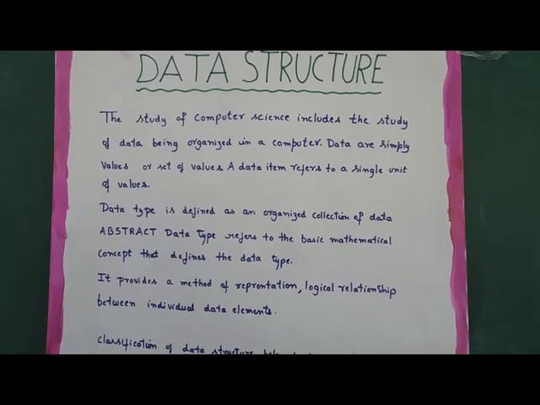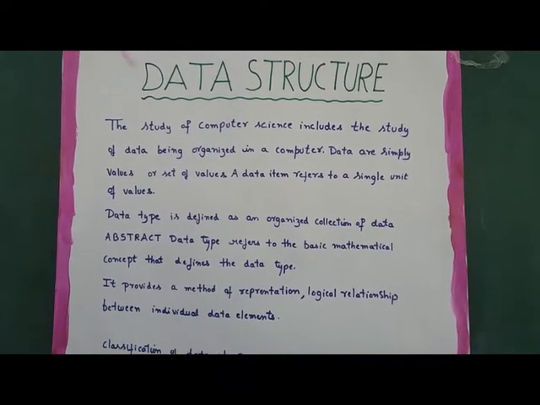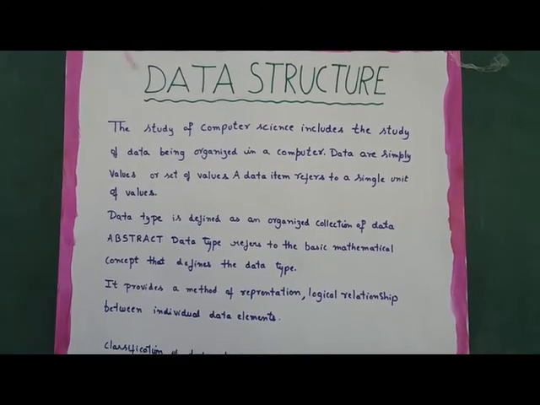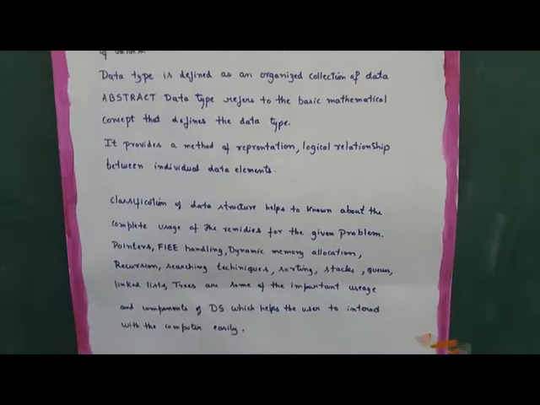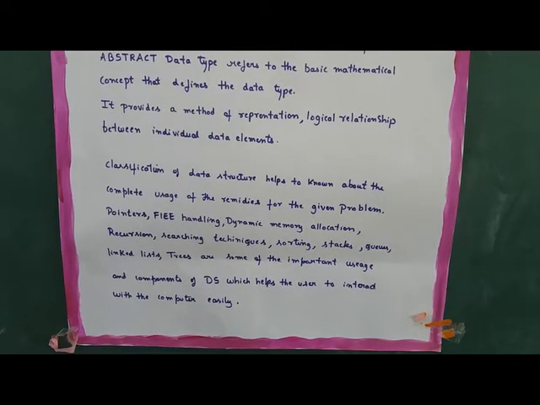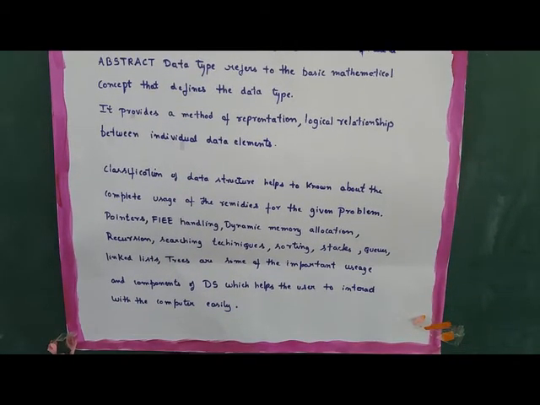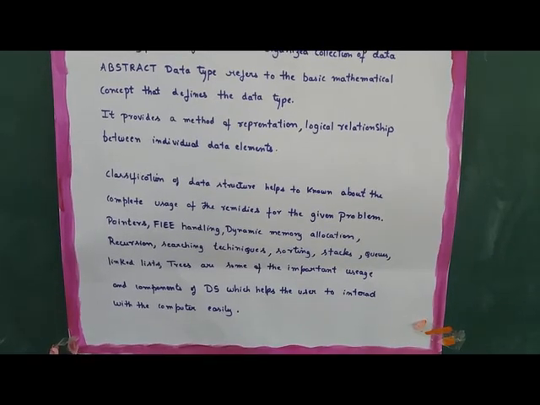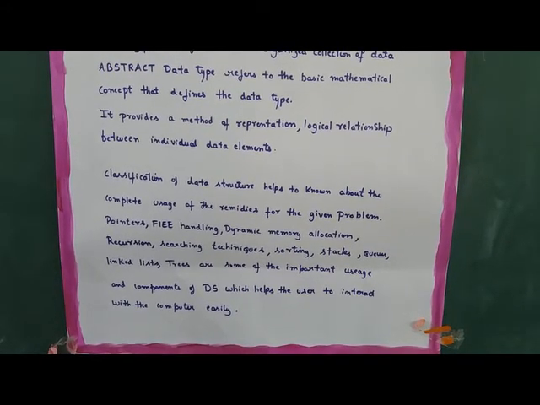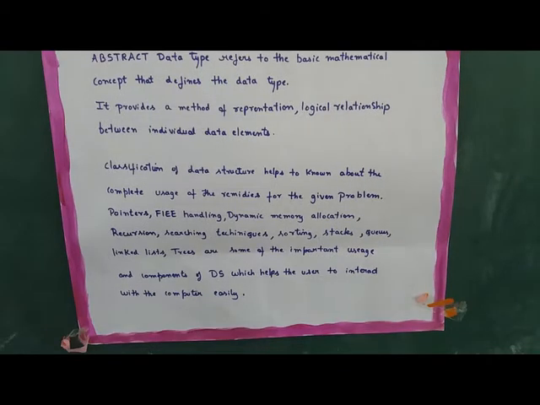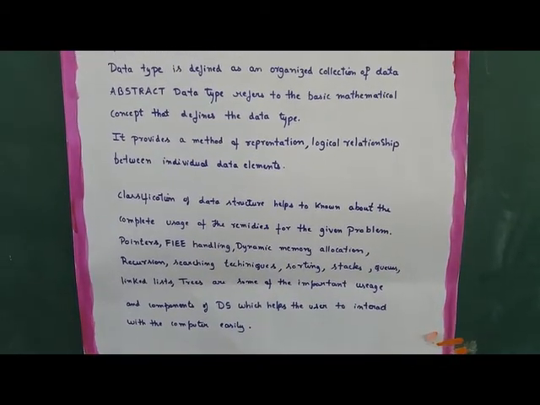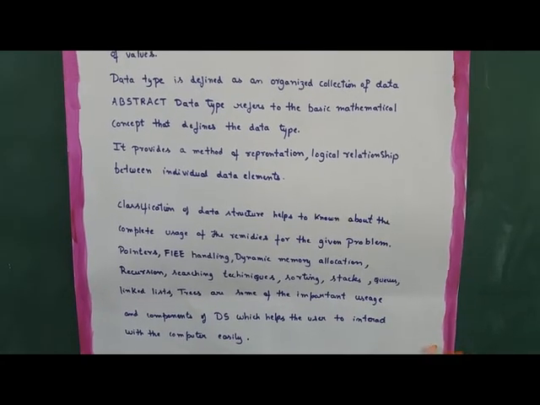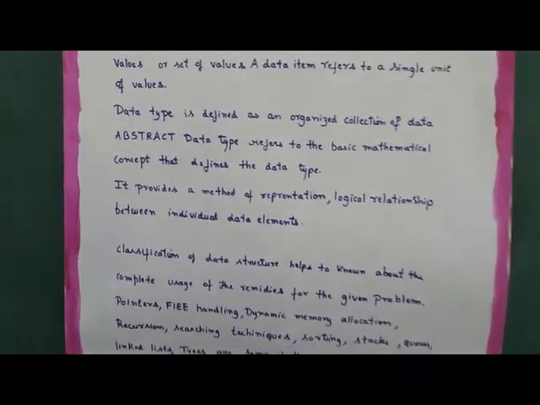Classification of the data structure helps to know about the complete usage of the remedies for the given problem. Pointers, handling and dynamic memory allocation, recursion, search techniques, sorting, stack, queue, linked list, trees are some of the important usages and components of data structure, which help the user to interact with the computer easily. And abstract data types play a prominent role in data structure. The term abstract data type refers to the basic mathematical concept that defines the data type.